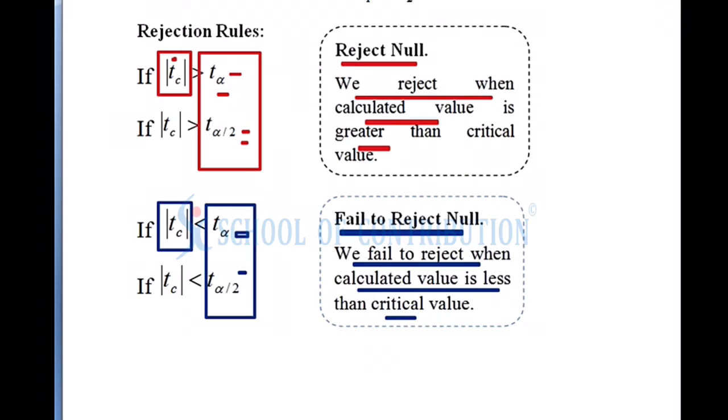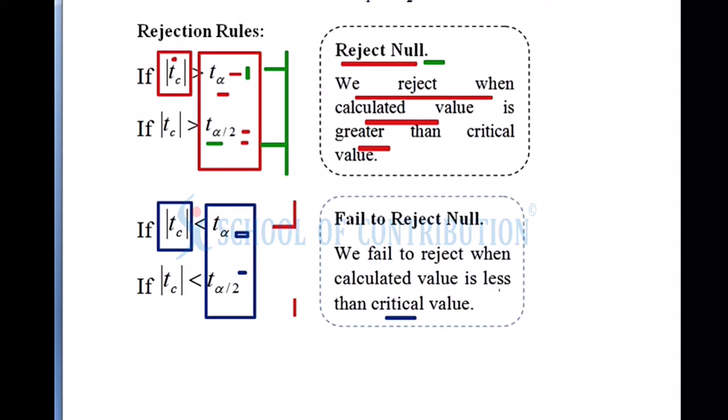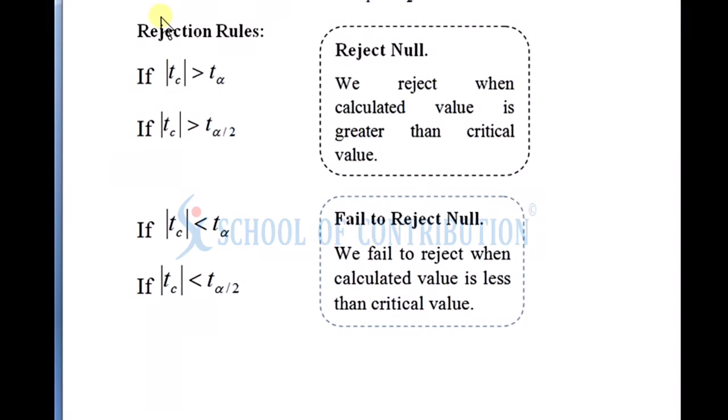If we summarize: if the absolute value of the calculated value of t is more than the one tail or two tail critical value of t, we reject the null hypothesis. On the other hand, if it is less than the one tail or two tail critical value of t, in both cases we fail to reject the null hypothesis. So these are the rejection rules for the test statistic method. Now we discuss the confidence interval method.